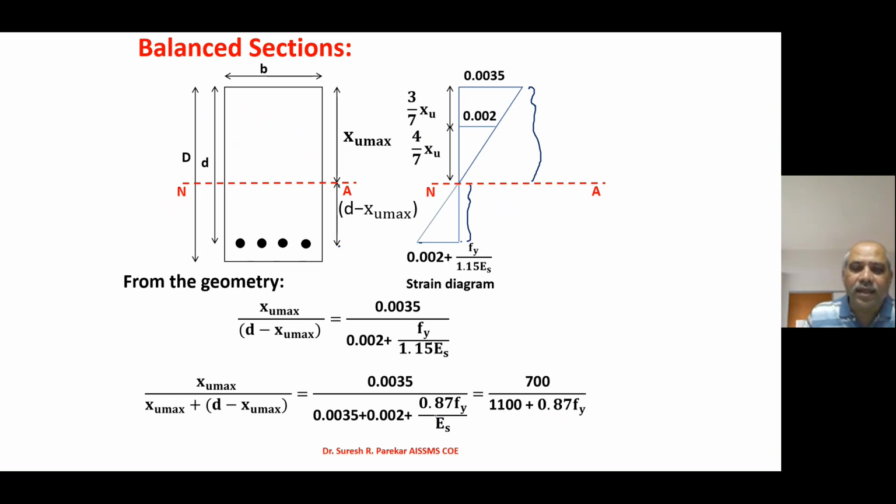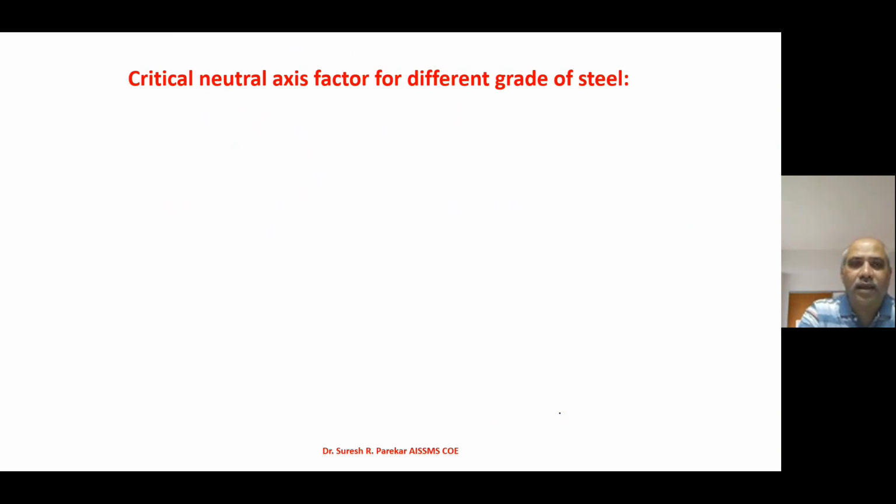We have taken ES as the LCM, and from this we will have 0.0035 into ES divided by 0.0055 into ES plus 0.87 Fy. And then if we put ES as 2 into 10 raised to 5, we are going to get this value: 700 upon 1100 plus 0.87 Fy.